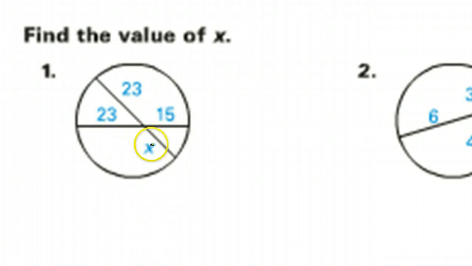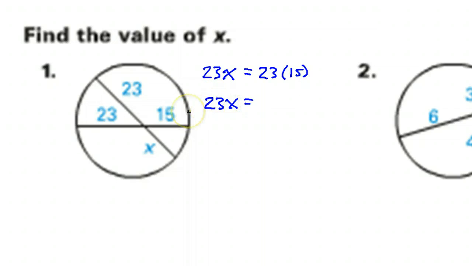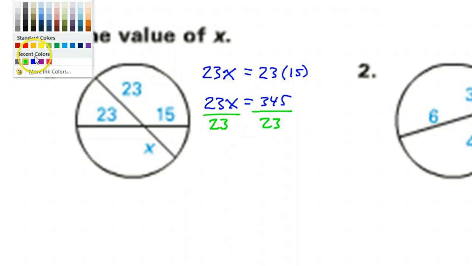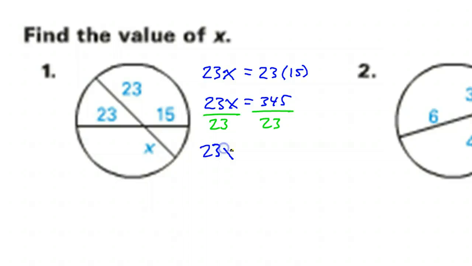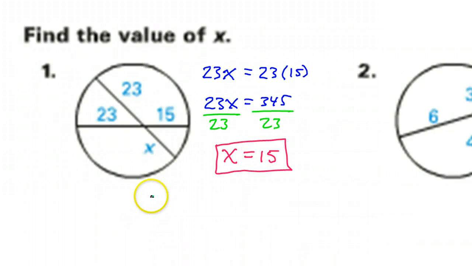So for problem number one, part times part would be 23 times x, which we can just write 23x, and that should equal part times part, which will be another 23 times 15. So 23x will equal 345. And then it will be time to divide both sides by 23. And x is equal to 15.